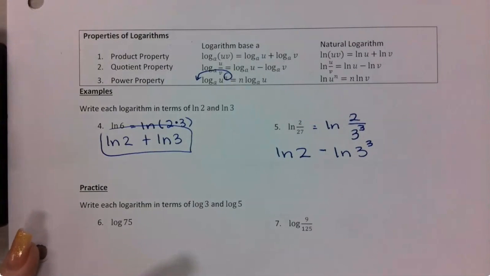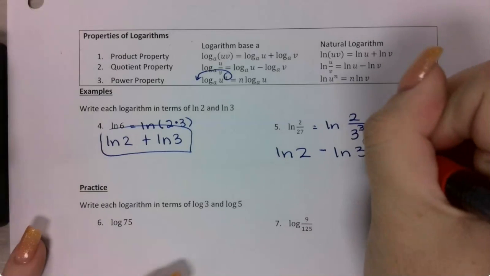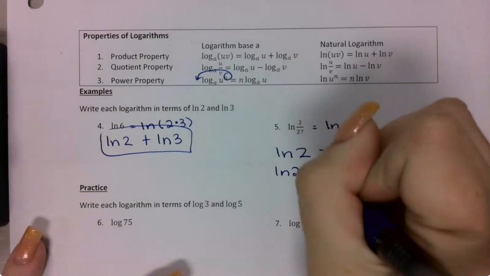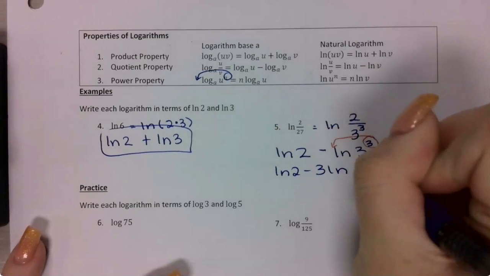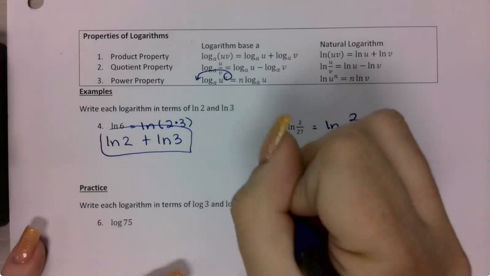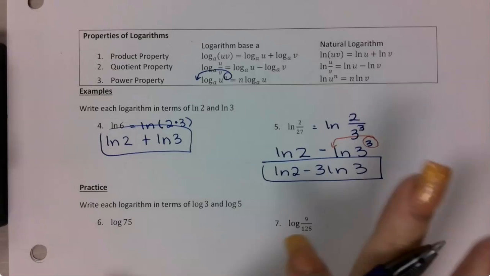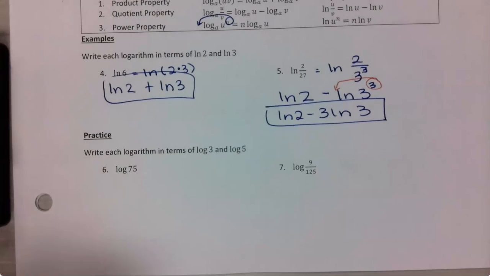So I can take that exponent and I can move it out in front of the logarithm. So then I have ln 2 minus 3 ln 3. Questions here?